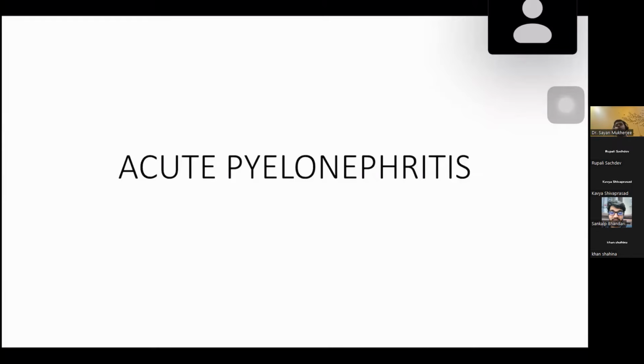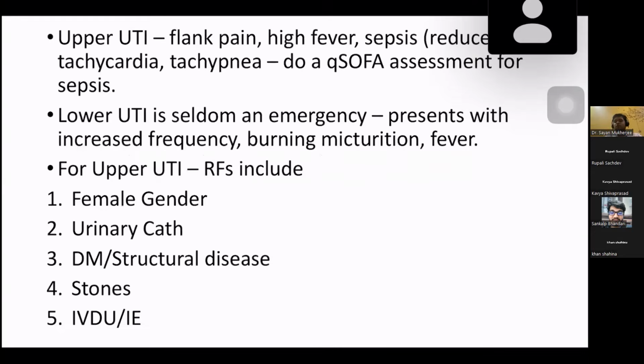So I'll move on to the next one, acute pyelonephritis. Acute pyelonephritis, you can call it upper UTI. What is upper UTI? Lower UTI, when we say, we generally mean something like urethritis, something like cystitis, that is the infection of the bladder. These are not very serious, they're not life-threatening. So you can just treat them on an outpatient basis with antibiotics. But acute pyelonephritis involves the infection of the kidney itself. And it can be a quite life-threatening situation.